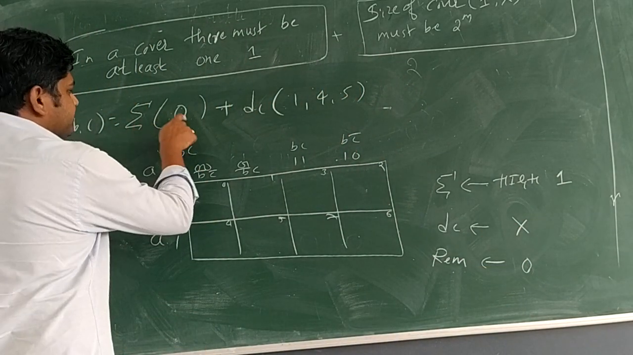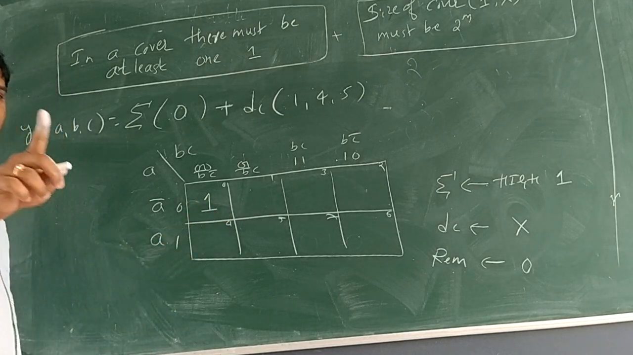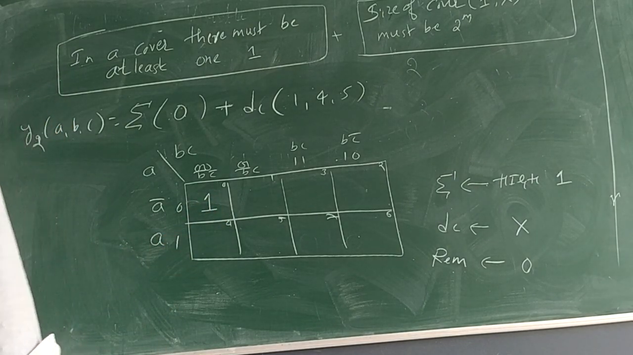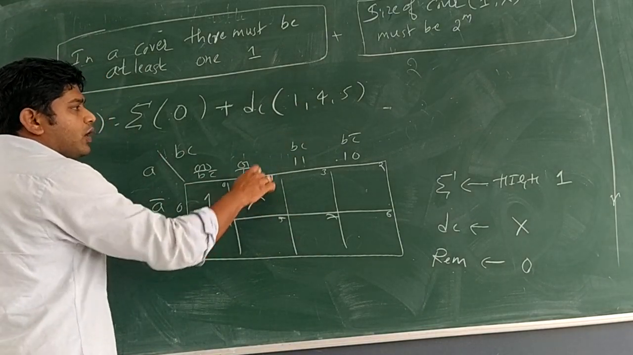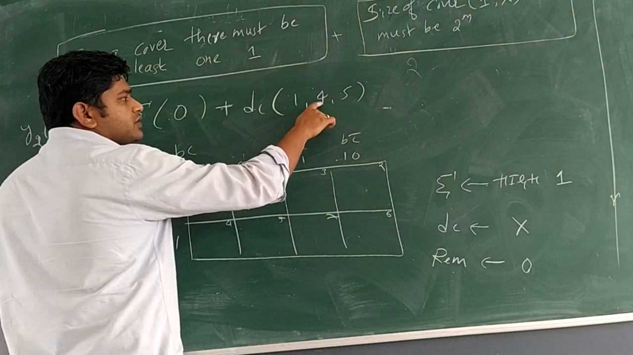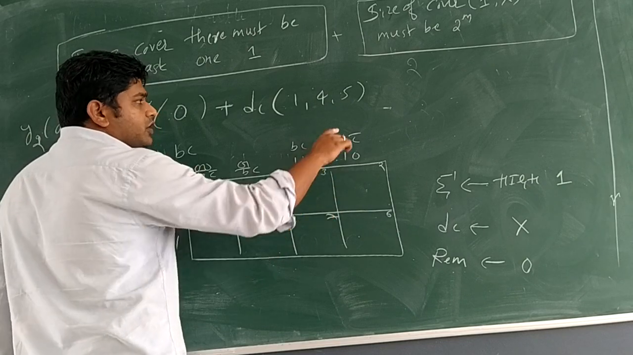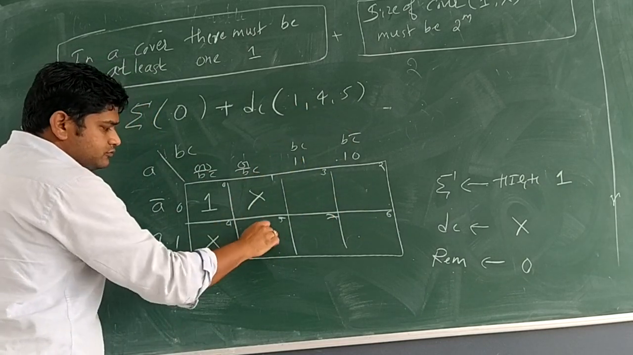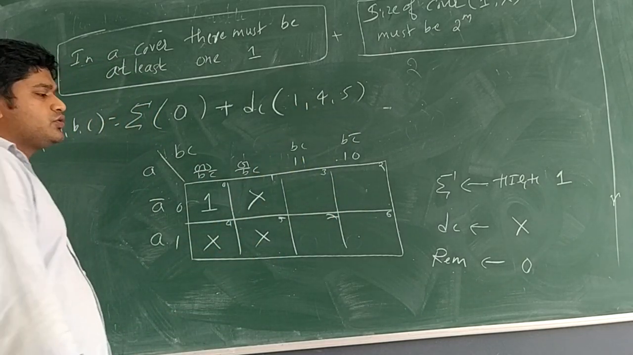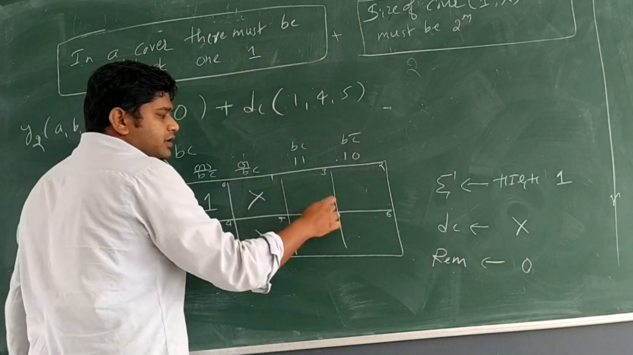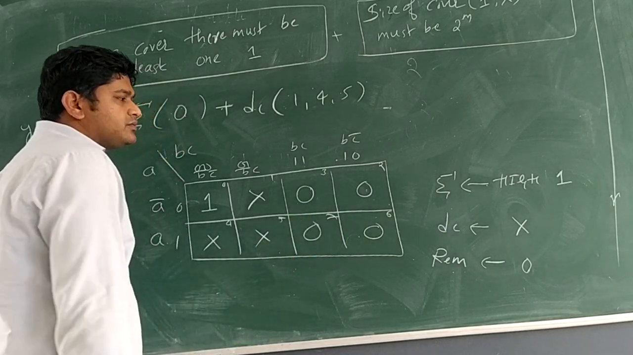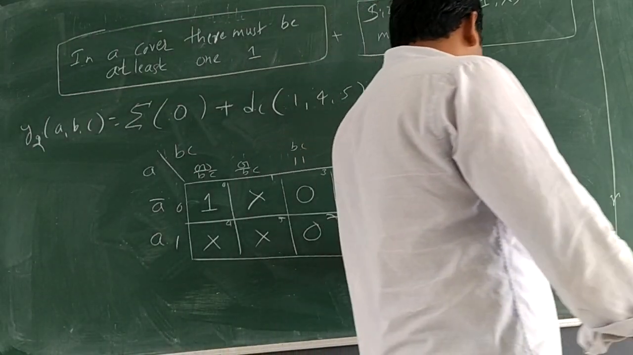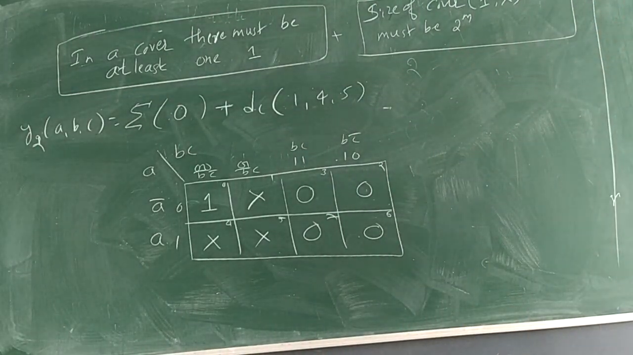Let's write. What is the summation element? 0. So only one cell, that is 0. Now what is don't care? 1. That will get X. Then 2, 3 are not given. 4, 5, 4 and 5 are don't care. So totally not given are the remaining 2, 3, 6, 7.